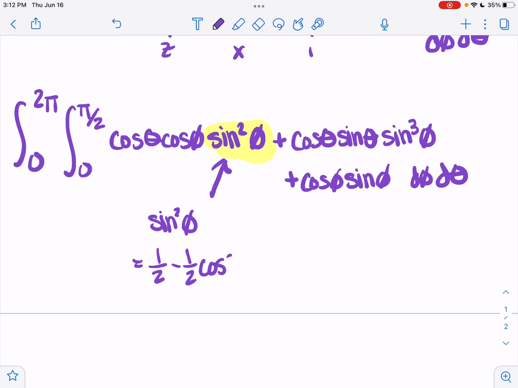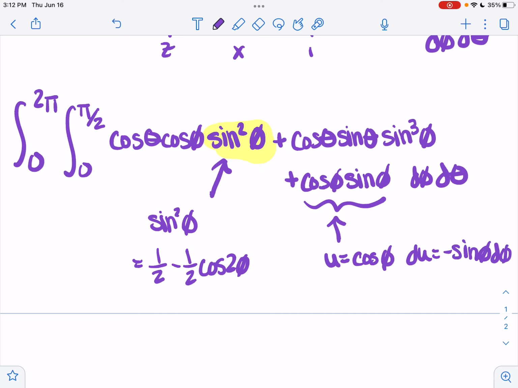And for the first one here, we would use the fact that sine squared phi is 1/2 minus 1/2 cosine 2 phi. Then we can integrate that. For the third bit here, we'd use a u substitution. U equals cosine phi, so du equals negative sine phi d phi. We could actually let u equal sine phi the other way around. Either way, we'll get the same answer.